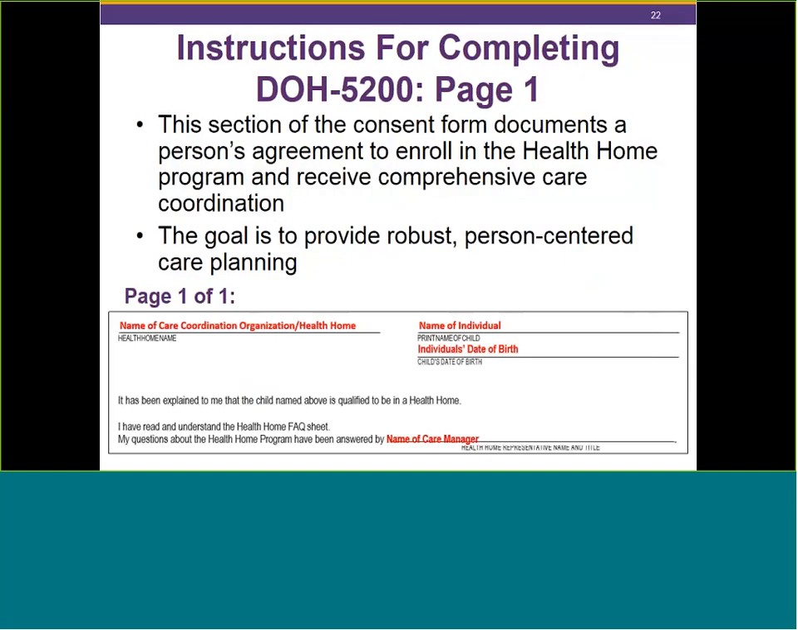So again, for the 5200, page 1, we are looking at the fields that the care manager or MSC needs to work with the individual to complete. We have the name of the CCO, the name of the individual, date of birth, and the name of the care manager. So if you may not be the long-term care manager, I would just enter in the MSC service coordinator's name there.